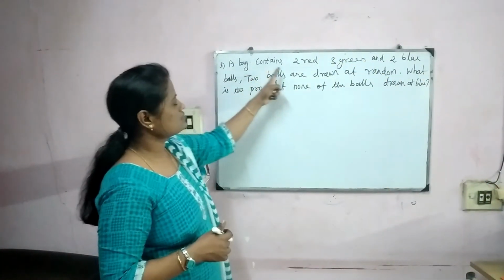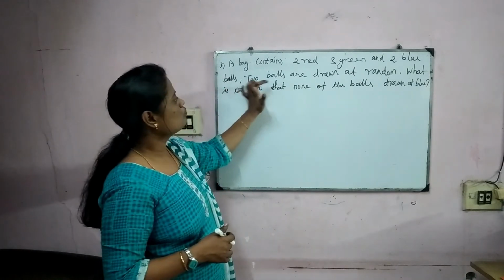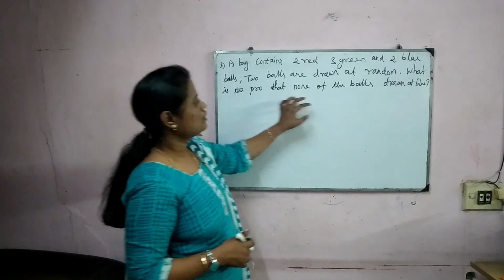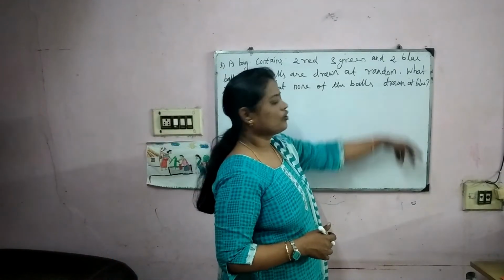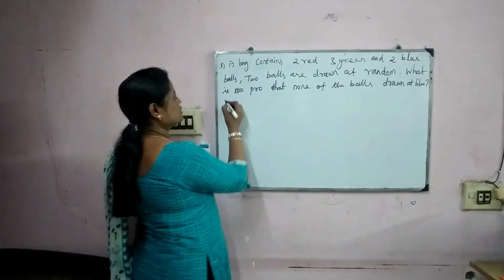Next problem. A bag contains 2 red, 3 green and 2 blue balls. 2 balls are drawn at random. What is the probability that none of the balls drawn is blue in color? So this is our question. First let's see the solution.